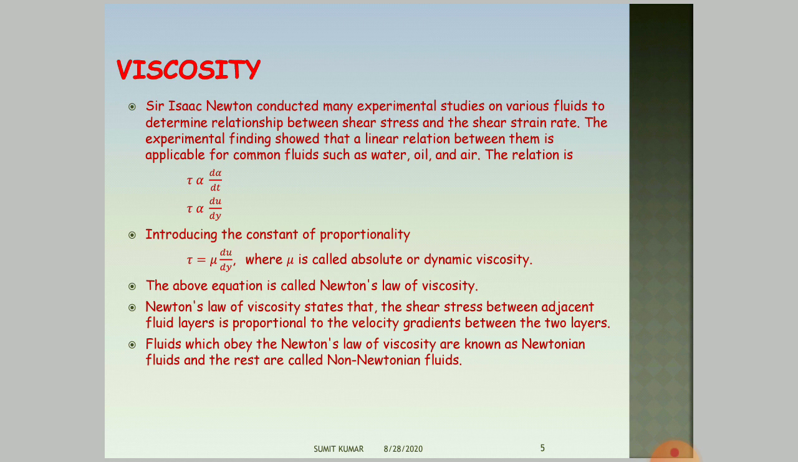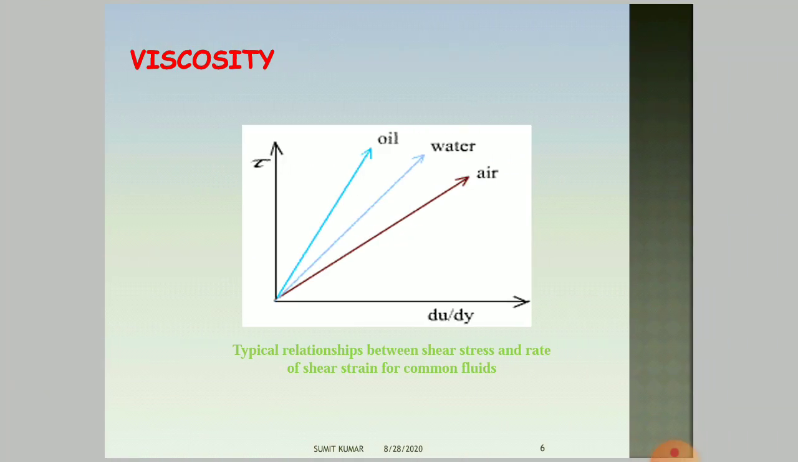Fluids can also be categorized on the basis of Newton's law of viscosity. Those fluids which obey Newton's law of viscosity are termed Newtonian fluids and the rest are called non-Newtonian fluids. This is the typical relation between shear stress and rate of shear strain for oil, water and air. Here in this figure, it can be seen that the shear stress varies linearly with shear strain rate. So all these three fluids can be considered Newtonian fluids.